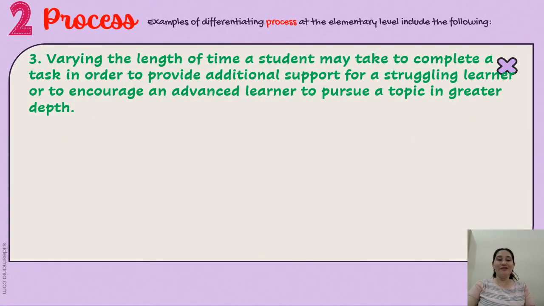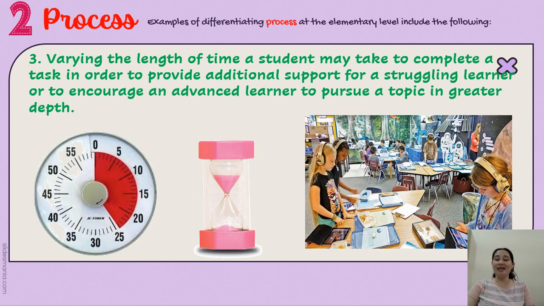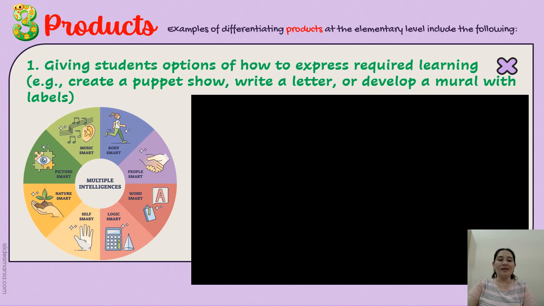Number 3 is varying the length of time a student may take to complete a task in order to provide additional support for a struggling learner or to encourage an advanced learner to pursue a topic in greater depth. Let's talk about the third one, products.